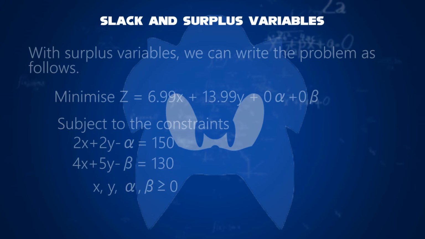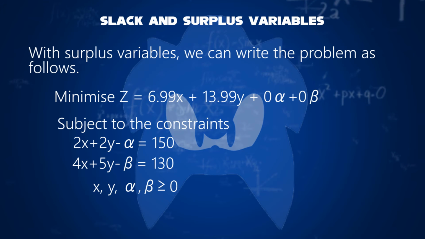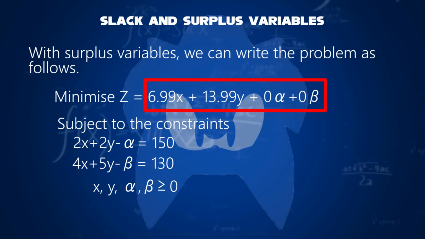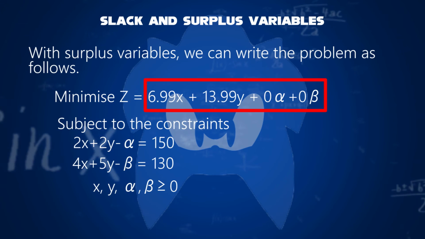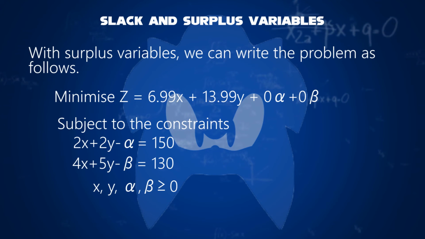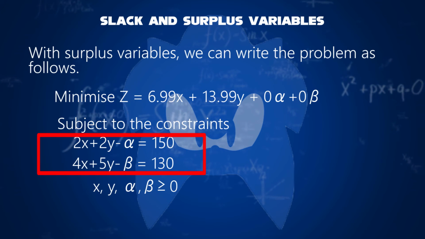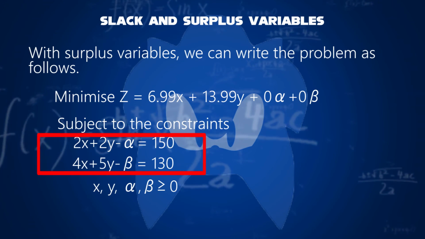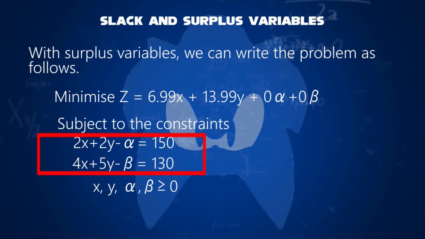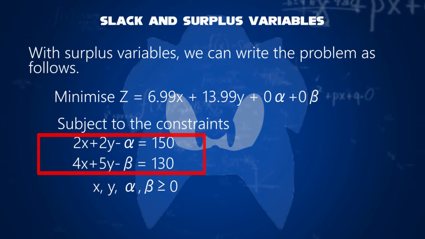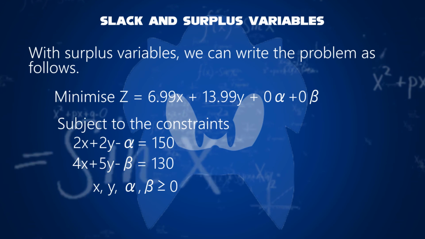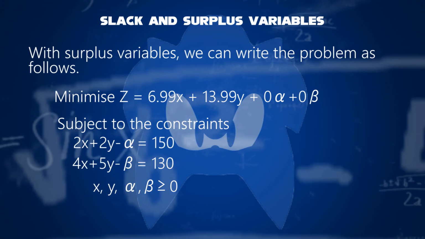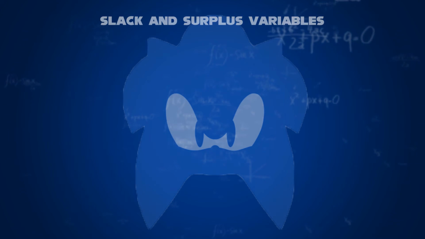In the same way, we put alpha and beta, and we get the problem as follows. Minimize z equals 6.99x plus 13.99y plus 0 alpha plus 0 beta, subject to the constraints 2x plus 2y minus alpha equal to 150, and 4x plus 5y minus beta equal to 130, where x, y, alpha, and beta are non-negative quantities. This is what you need to know about slack and surplus variables.